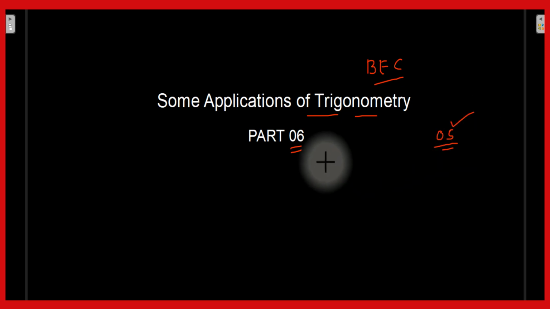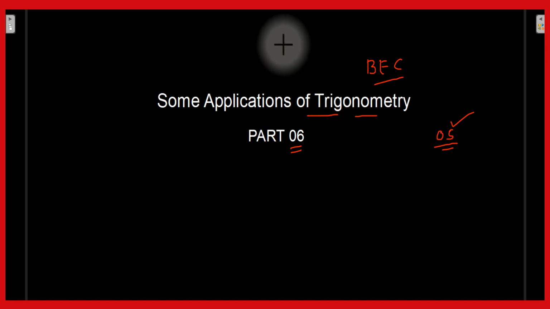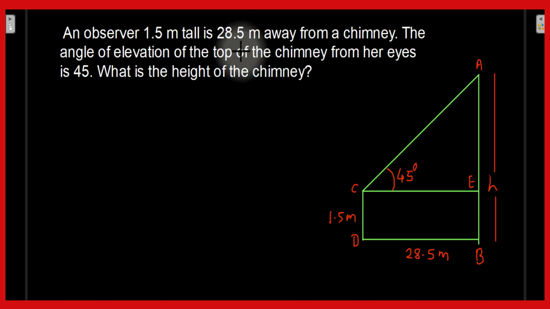Here we will move to the first question of this episode. So here is the first question on the screen. An observer, very simple question, 1.5 meter tall, is 28.5 meter away from a chimney. The angle of elevation of the top of the chimney from her eyes is 45 degrees. What is the height of the chimney?